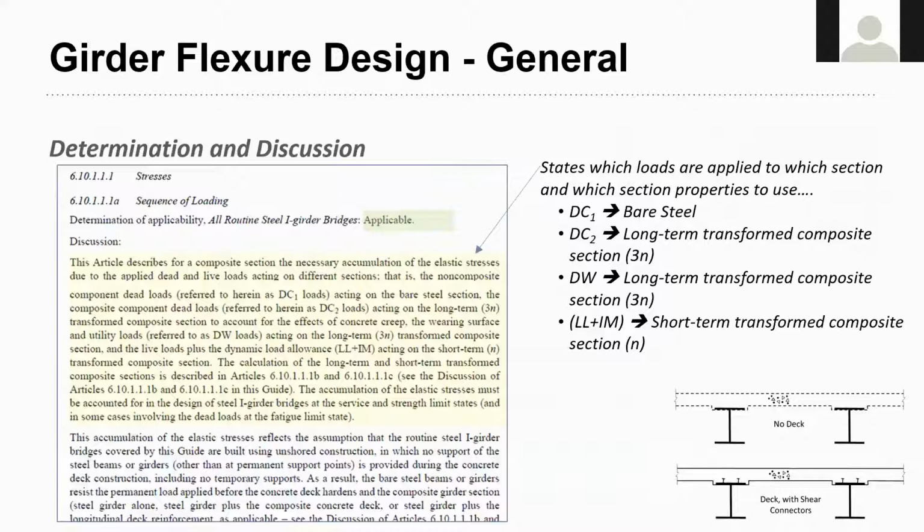Where DC1, my non-composite dead loads, get applied to the bare steel. My composite dead loads, DC2, are applied to the long-term transformed composite section, the 3N one. My DW, my wearing surface, if I have it or will have it, those are also applied to the 3N section, the long-term transformed composite section. And then my live load plus impact load forces or moments are applied to the short-term transformed composite section, the N section properties. So it's basically telling me what section properties to apply to resist which loadings on my bridge.